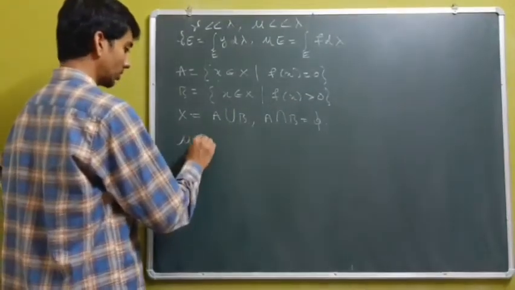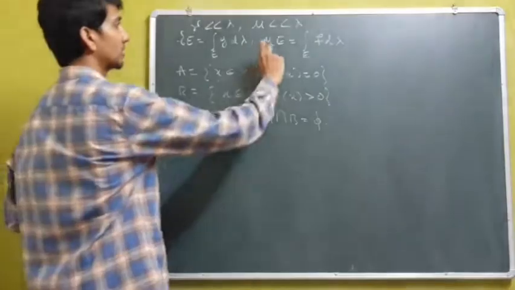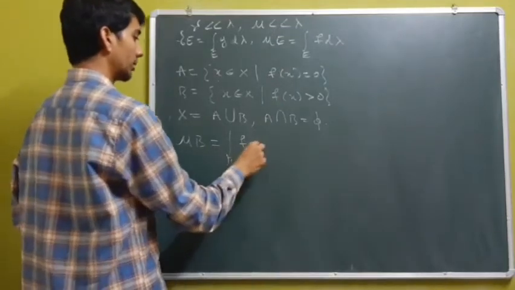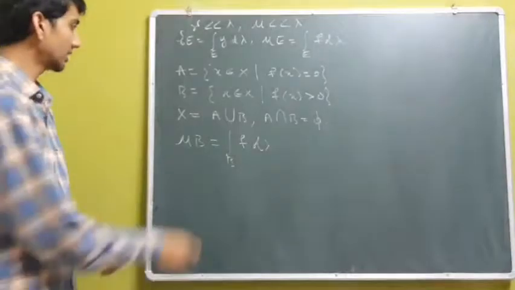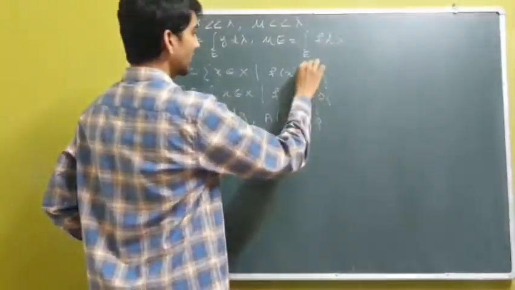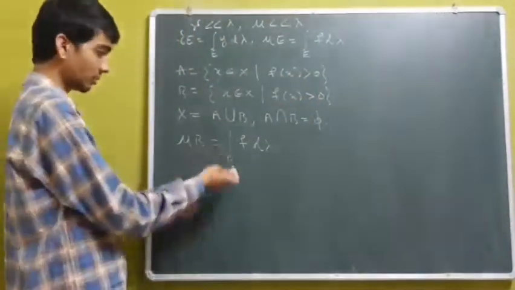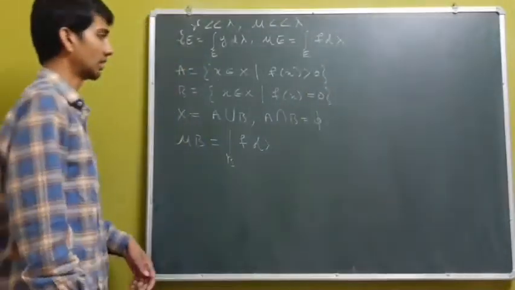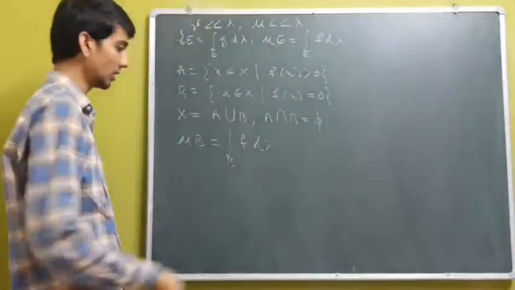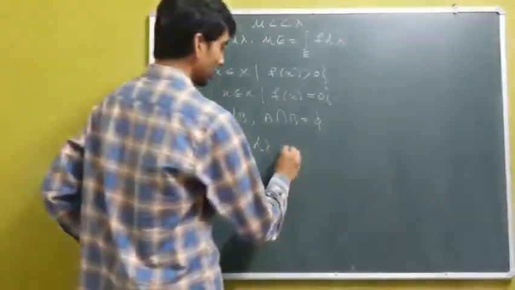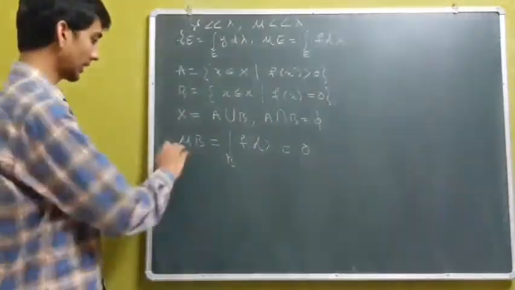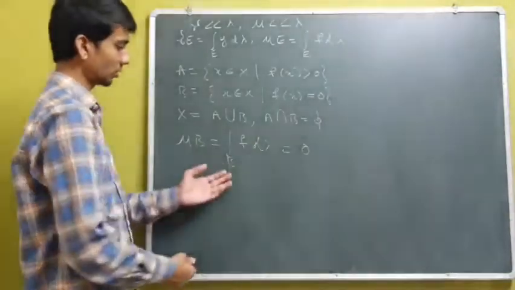Also, mu of some set is defined as the integral of f over that set. So mu of B will be the integral of f over B with respect to lambda. Or you can interchange this: A is the set of x such that f of x is greater than 0, for my convenience, and B will be the set of all x such that f of x is 0. Then, since B is the set where f of x is 0, the integral of f over B is 0. So I have mu of B to be 0.